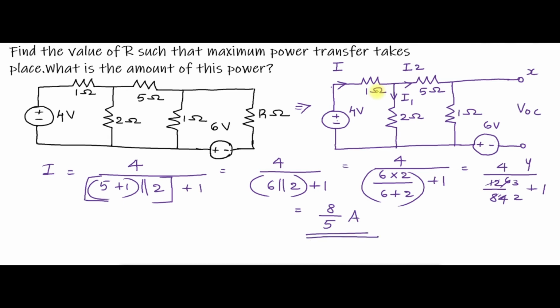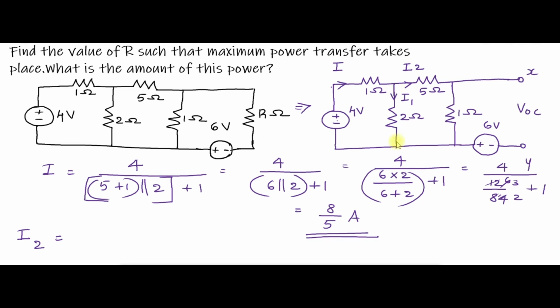So you got I as 8 by 5 ampere. Now you can determine I2. I2 is equal to 8 by 5, which is flowing through here. So 8 by 5 into the other branch resistance.